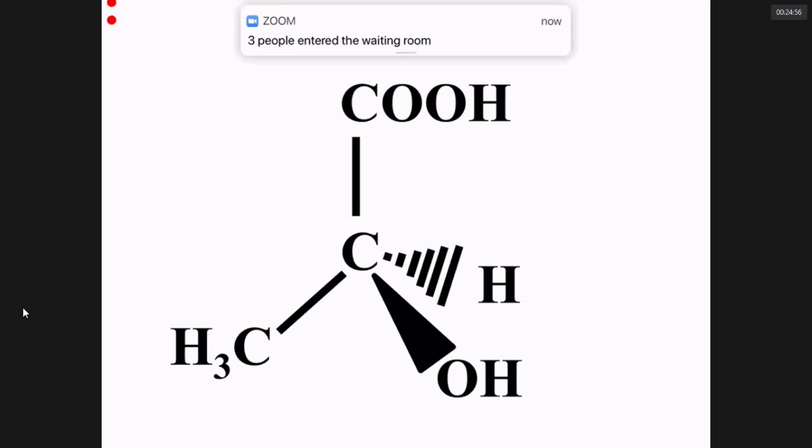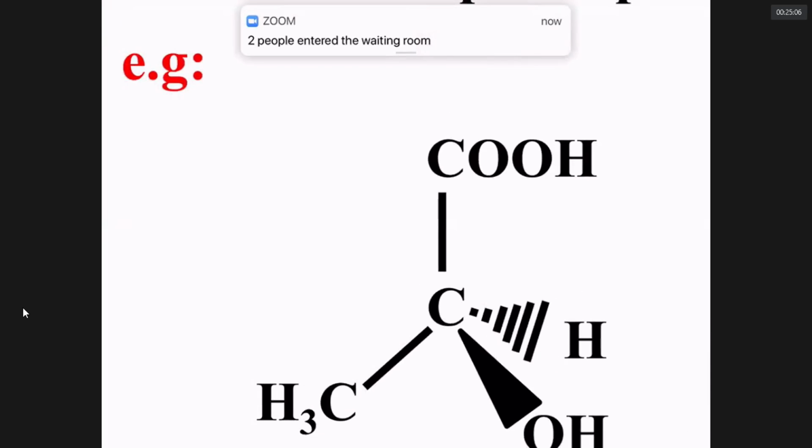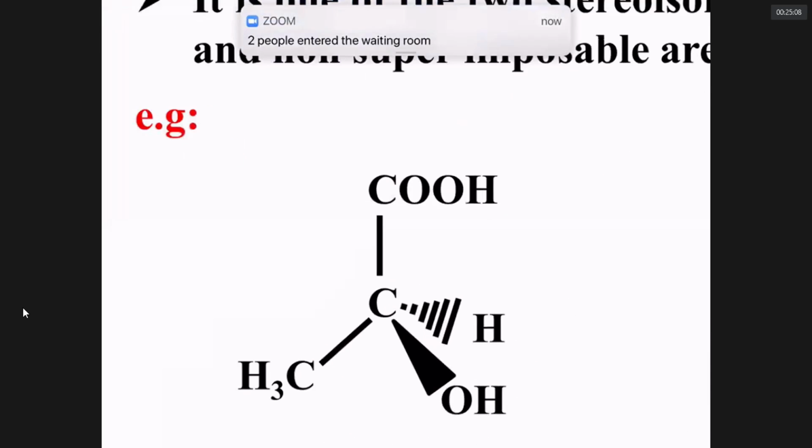Do you know the angle between COOH, C and CH3? It is 109 degrees, exactly 109 degrees 28 minutes.